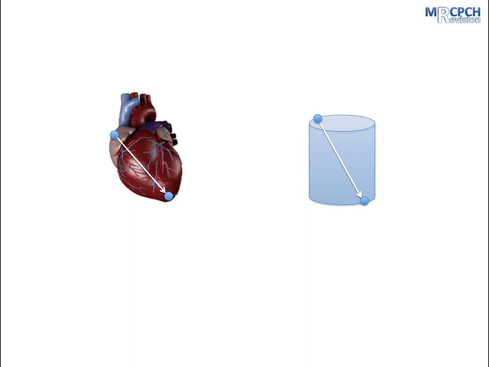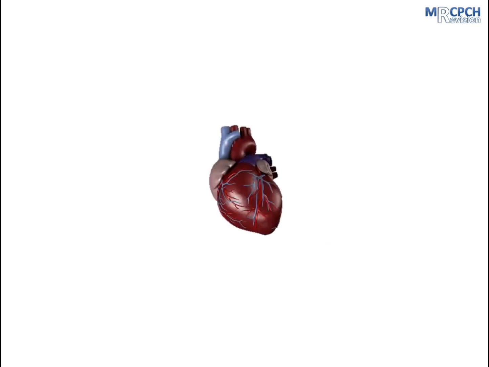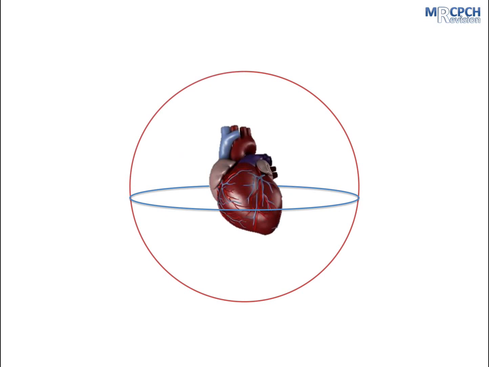Finally, in any electrical circuit, current flows from the negative electrode to the positive electrode. If you imagine that the heart is surrounded by two circles, the precordial leads are arranged around the heart in the horizontal plane, and the limb leads are arranged around the heart in the vertical plane. Combining these two planes, we get a three-dimensional idea of how the electricity is flowing within the heart.